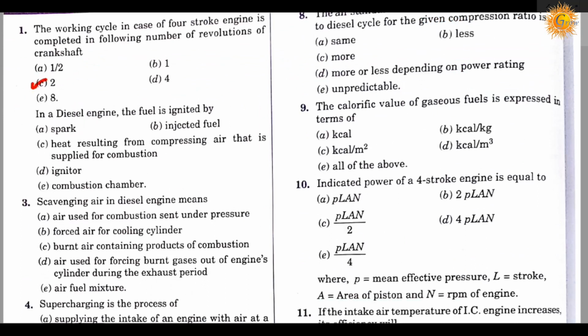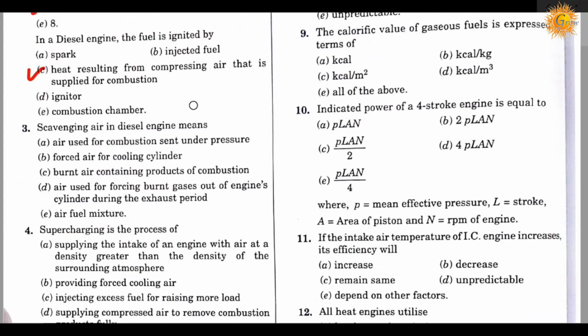Question number 2. In diesel engine, the fuel is ignited by option A spark, option B injected fuel, option C heat resulting from compressing air that is supplied for combustion, option D igniter, option E combustion chamber. So correct answer is C, heat resulting from compressing air that is supplied for combustion.